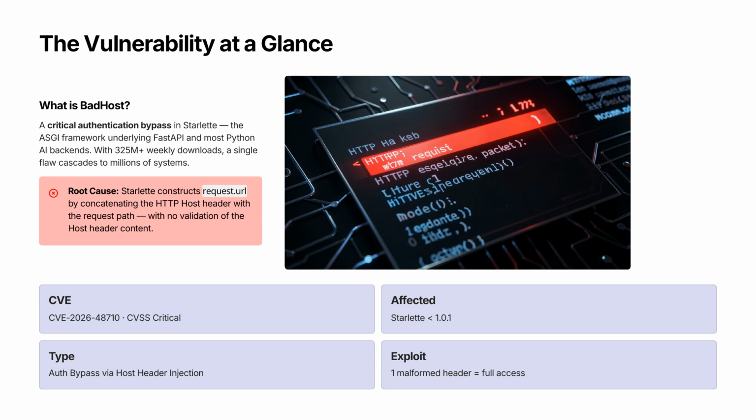This vulnerability is tracked as CVE-2026-48710 and rated critical. It affects Starlette versions earlier than 1.0.1. The impact is especially serious because the flaw can lead to authentication bypass through host header injection. In practical terms, a single malformed header can be enough to gain unauthorized access. Here's how the exploit works.